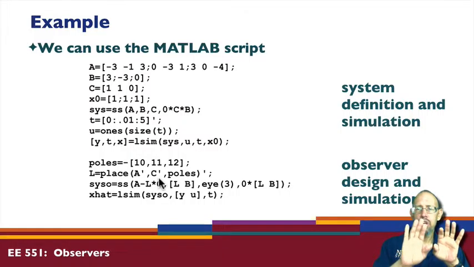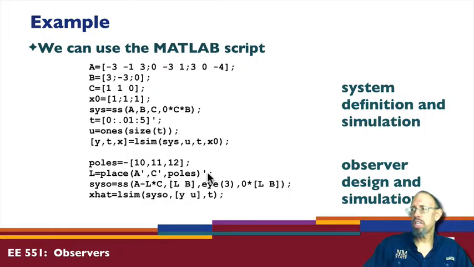So if we want the unknown L to be on the right, we take the transpose. Remember, the eigenvalues of a matrix are the same as the eigenvalues of the transpose. So if we place the eigenvalues of the transpose of the matrix, then we have A transpose minus C transpose L transpose. So then the unknown L is on the right. And then when we're all done, we transpose again and we get the matrix of proper dimensions.